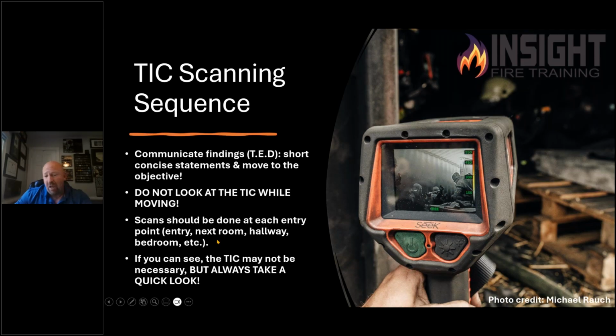And your scan should be done at each entry point, like from the doorway, then that entry to the next room, hallway, because that way it avoids this problem. Do not look at the TIC while you're moving. That's probably the biggest issue I see: firefighters move 3 to 5 feet, stop, pick up the camera. I need to pick out my target point, move with speed to that, searching as I move towards it and get to that point. And if I can see, here's an epiphany, I may not always need the TIC.